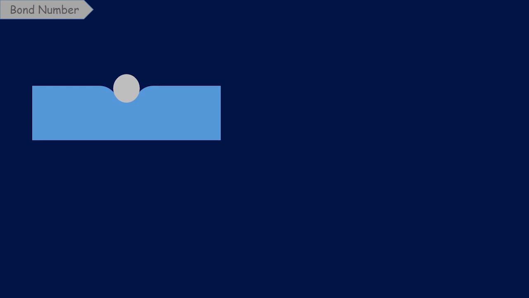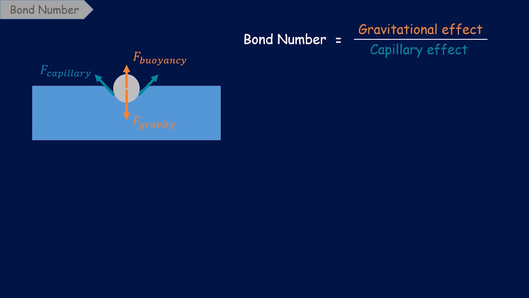When a particle denser than water is sitting on the water surface, first, there's gravity pulling it down, and a buoyancy force pushing it up, and finally the capillary force along the circular contact line between water and the particle. To predict the particle behavior on the free water surface, let me explain what the Bond number is first. The Bond number is the ratio of the gravitational effect to the capillary effect.